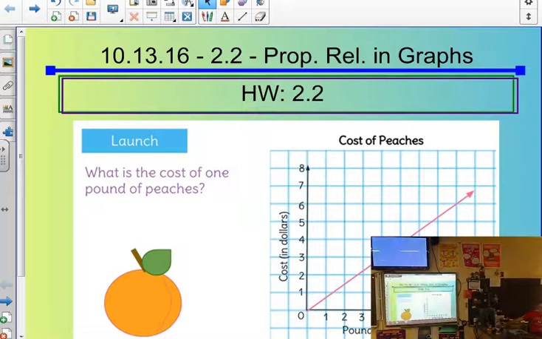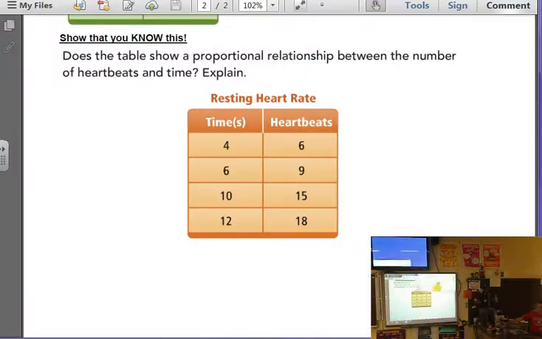We will wrap up yesterday's notes, and then we will head into 2-2 for our proportional relationships and graphs.